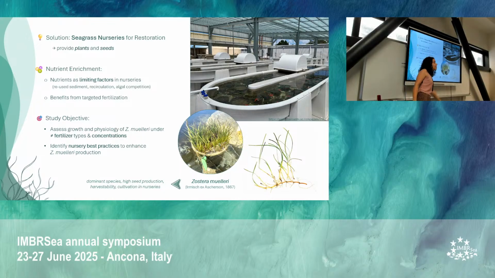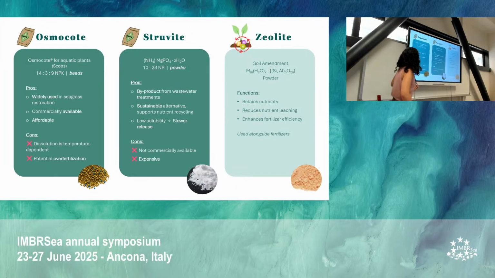Why Zostera muelleri? Because it's a dominant species in the area, it has a high seed production, and it's easy to harvest and easy to cultivate in nurseries, as you can see from this picture here. In my experiment, I used 2 fertilizers, osmocote and struvite. They have a different nitrogen to phosphorus ratio, and they also have a different physical form. We can see that the osmocote is in granules, while struvite is in a powder form.